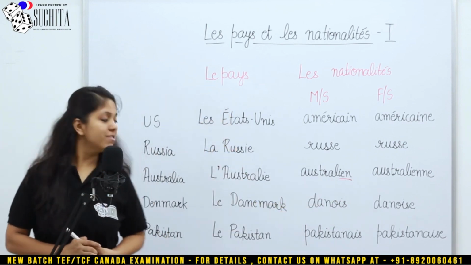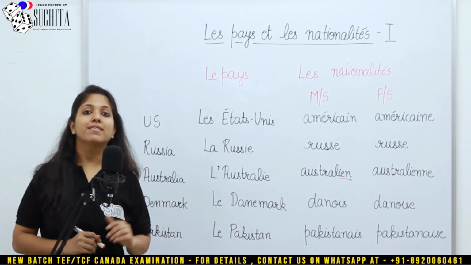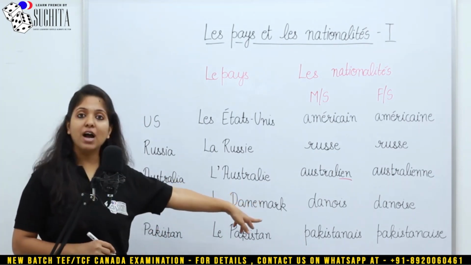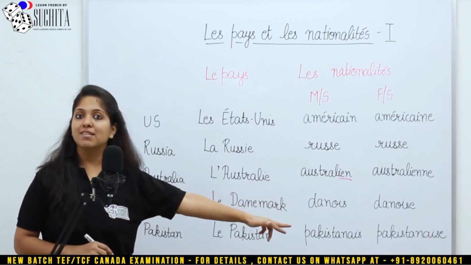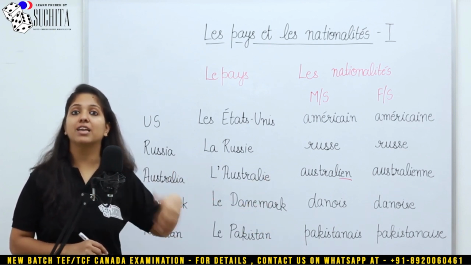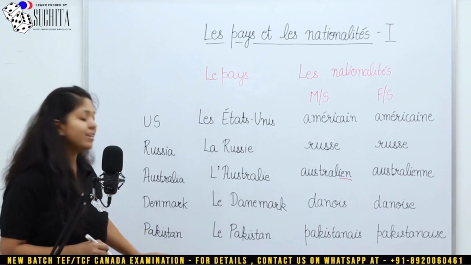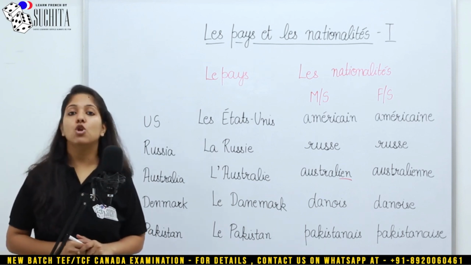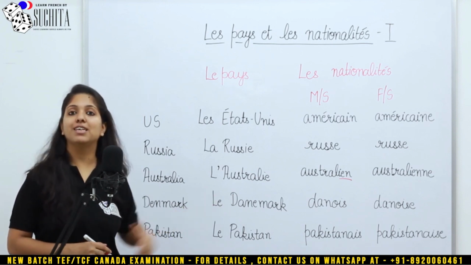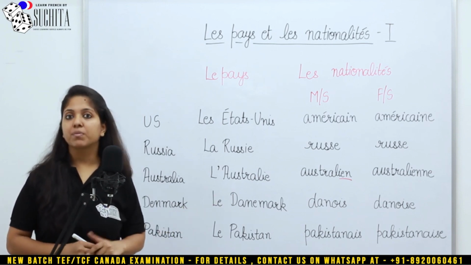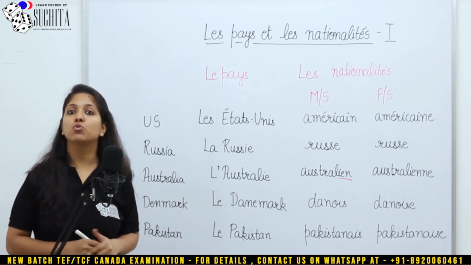The next one, which is Denmark. Le Danemark. Danois, Danoise. So the country is Le Danemark and the nationality is Danois. Feminine, Danoise. And the last one is Pakistan, which is Le Pakistan. And the nationality is Pakistanais. Feminine, Pakistanaise. We applied E to make it feminine.